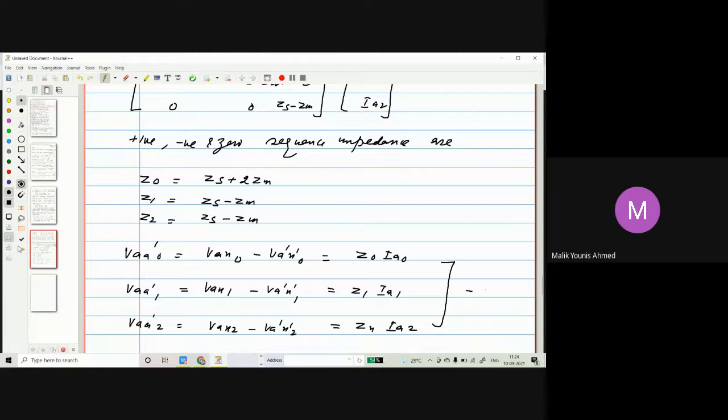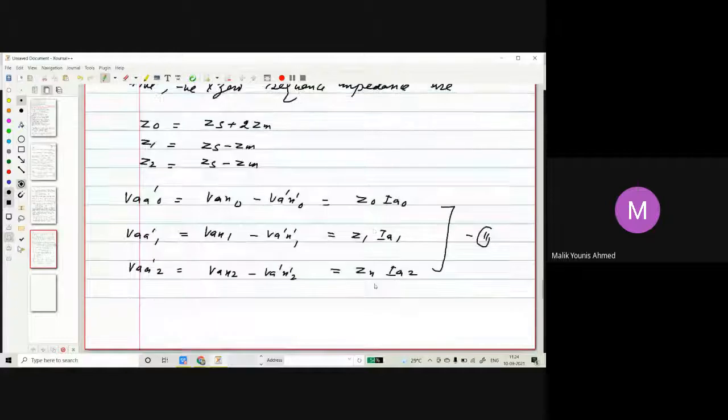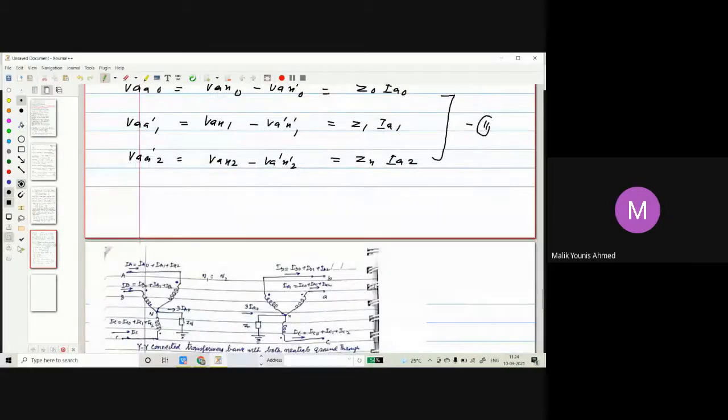So this is equation 11. These values you have to remember, the impedances: what will be the zero sequence impedance, positive sequence and negative sequence; what will be the zero sequence current, positive sequence; and the zero, positive and negative sequence voltages. That will simply be multiplied by their impedances. Okay. So this was the first part of this.